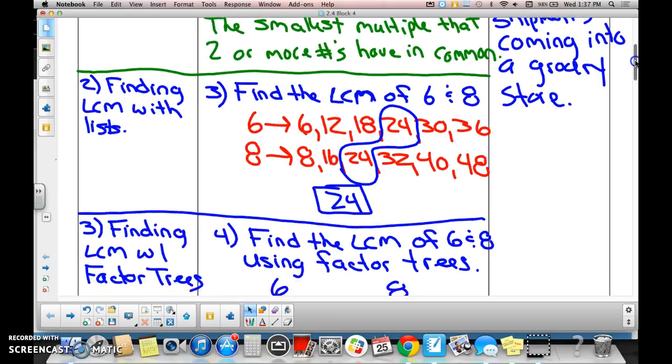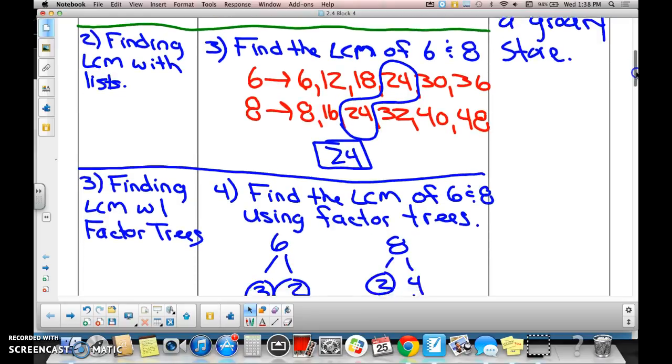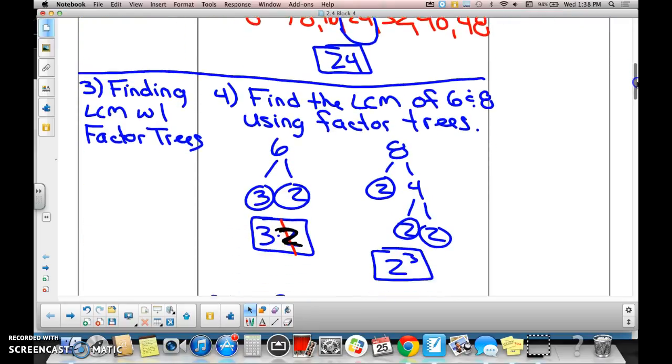So an example of finding the LCM with lists is shown here. You just basically make a list of all the multiples, starting with the very first multiple of any number, which is itself. The second way would be using factor trees, and I think you guys are pretty darn good at factor trees.